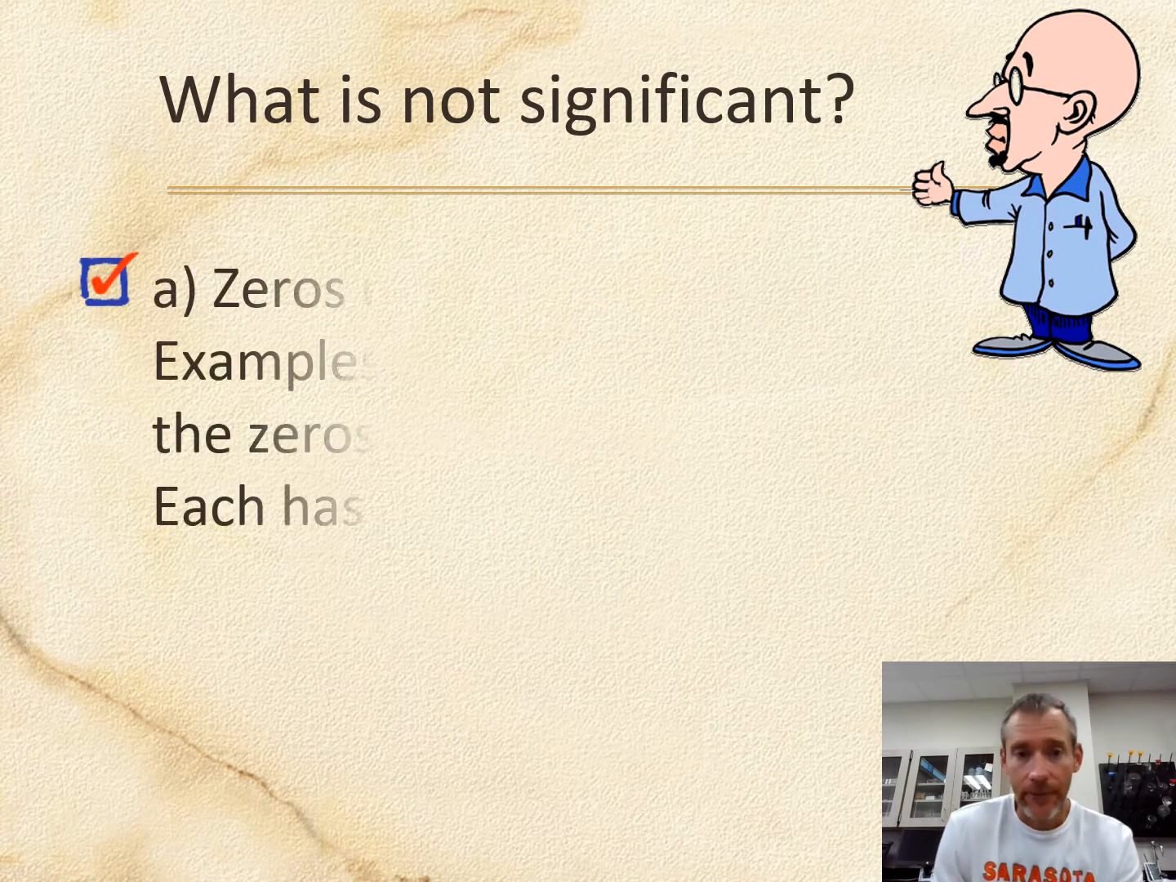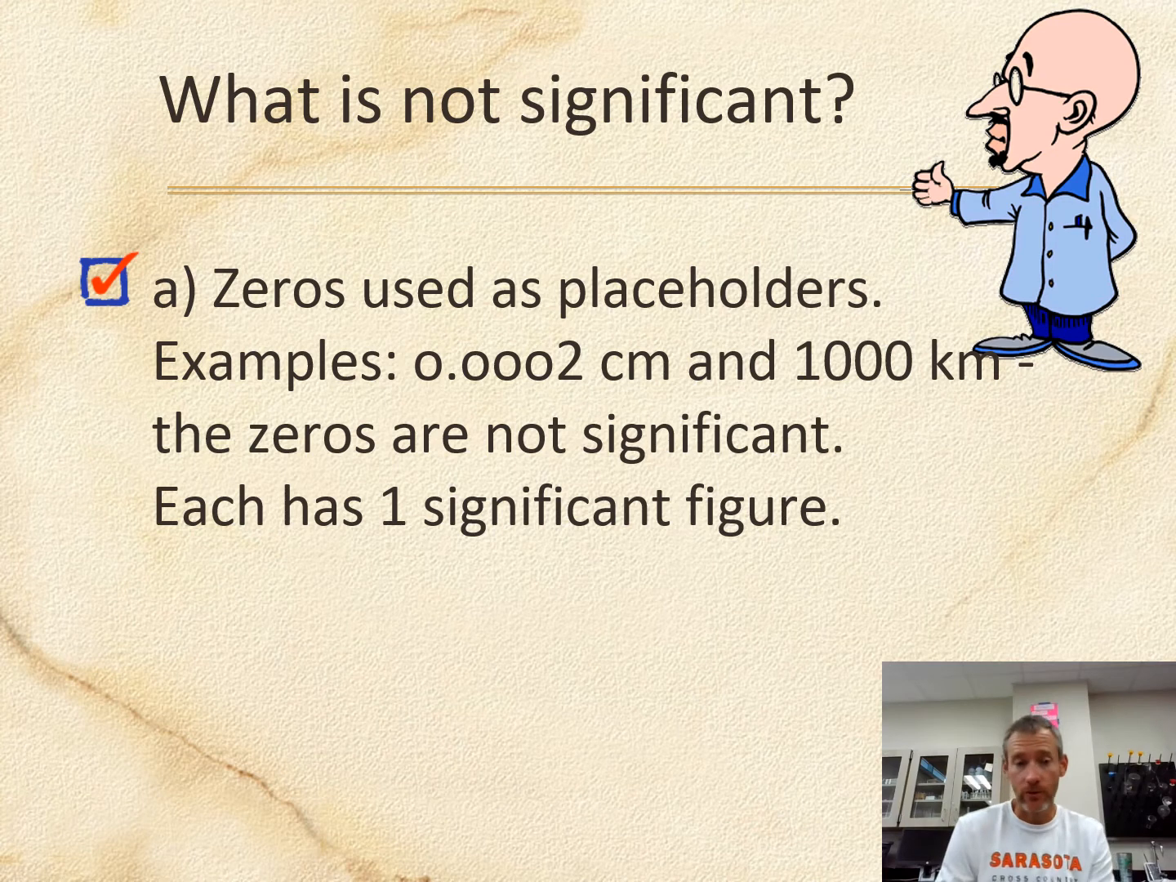What's not significant? Zeros used as placeholders are not significant. So if you look at 0.0002, the first sig fig you get to is the 2. So everything before that are just placeholders and not significant. If there are zeros after the 2, then they would be significant, but not before. So you have to get to a real value first. And then in 1,000, the 1 is the significant figure, but the zeros after the 1 are not significant.